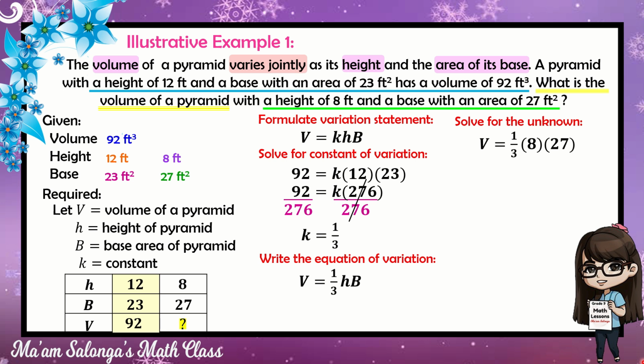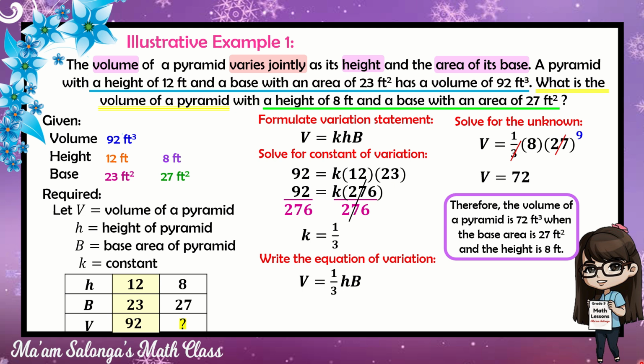So, dito, this time, ang 27 at saka 3 ay pwede nating ma-divide. 27 divided by 3, that is 9. May matitirang 9. Ngayon, wala na sa 3 kasi 3 divided by 3 is 1 na lang. Okay? So, ang gagawin natin, i-multiply natin si 1, si 8, at saka si 9. So, 1 times 8 times 9, that is 72. Kesa, i-multiply pa natin si 8 tsaka si 27, tapos saka natin kukunin yung 1/3. So, sa isang pinakamabilis na computation, pwede tayong mag-cross cancellation. So, therefore, the volume of a pyramid is 72 cubic feet when the base area is 27 square feet and the height is 8 feet.